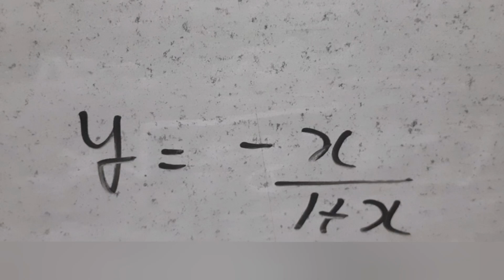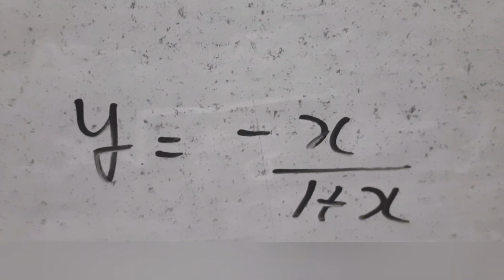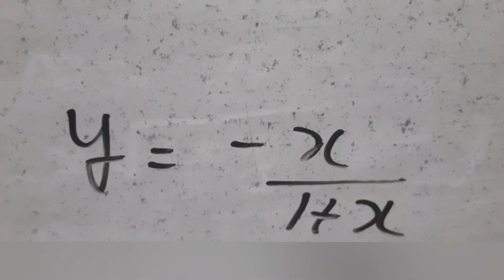Differentiate this equation with respect to x. For that, we note that this is of the form u by v, so we use the quotient rule of differentiation.